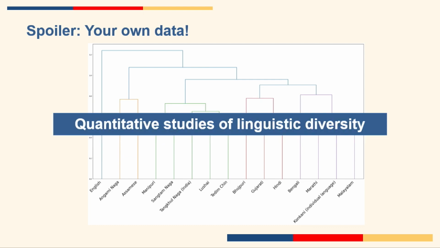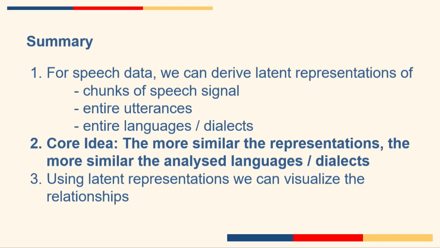This is one of the many potential ways to quantify linguistic diversity. In summary, we were talking about how for speech data we can derive latent representations. These are just bunches of numbers in some multidimensional space, of chunks of speech, utterances, and eventually of the entire language and dialects. The core idea is the more similar these representations are, the more similar the characteristics of the speech behind those representations.